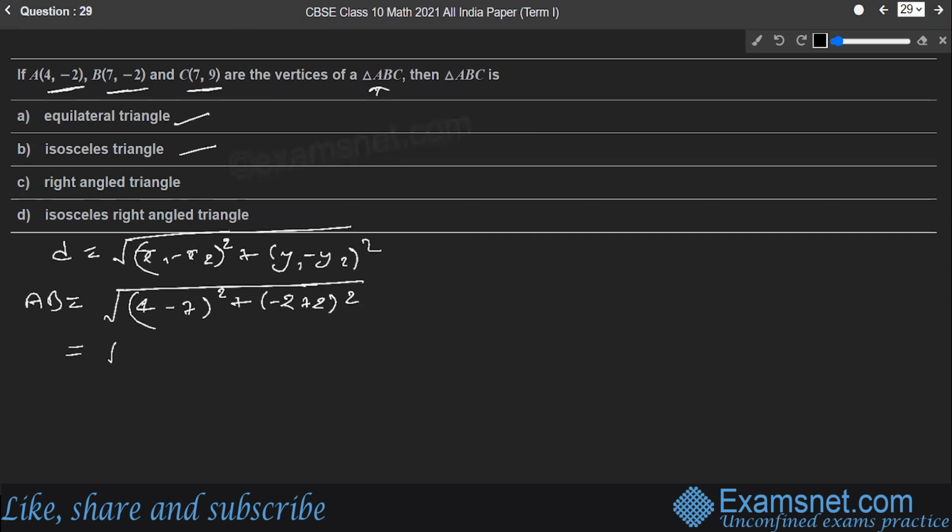If we solve this further, this comes out to be under root of (minus 3) whole square, that is nothing but root 9, that is equal to 3. Okay, so by the distance formula, the AB value comes out to be 3.